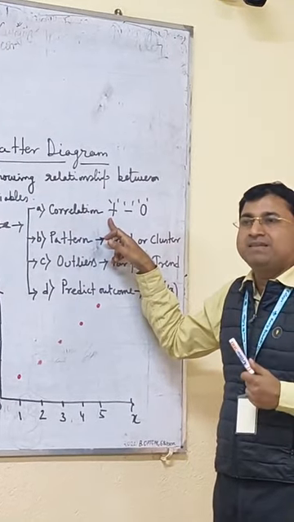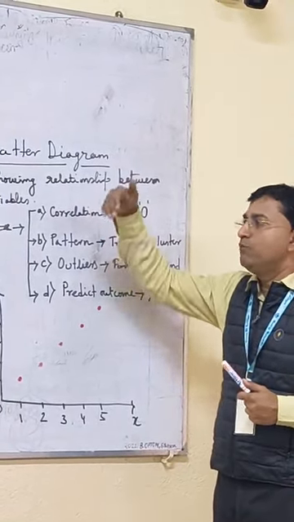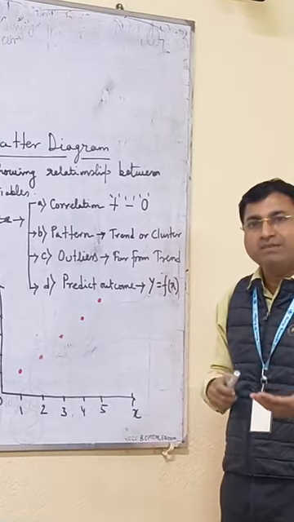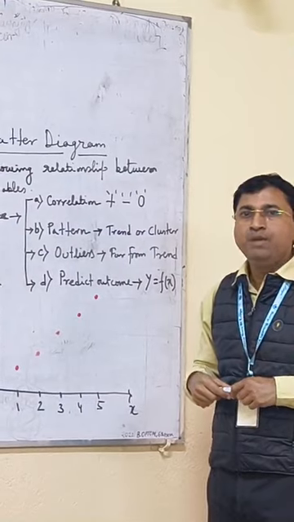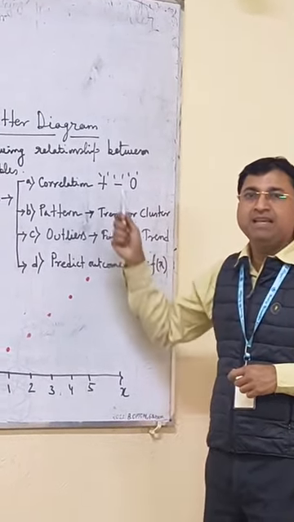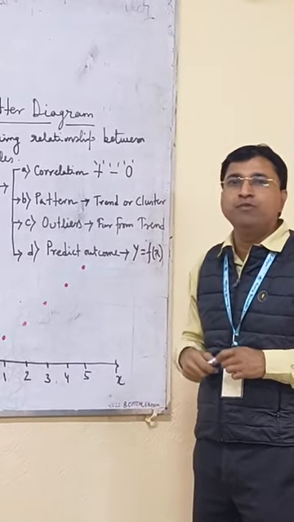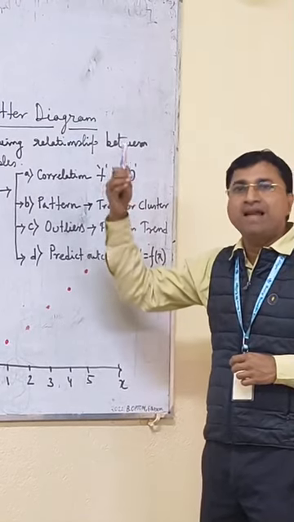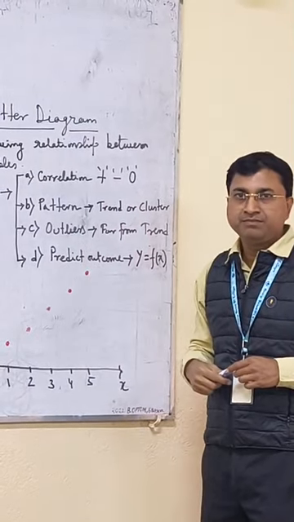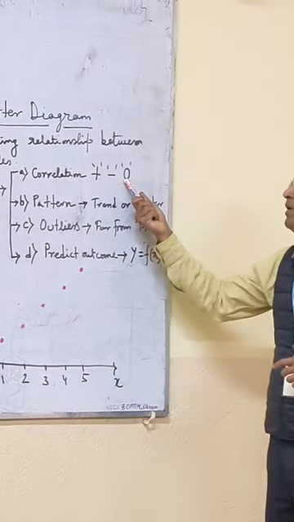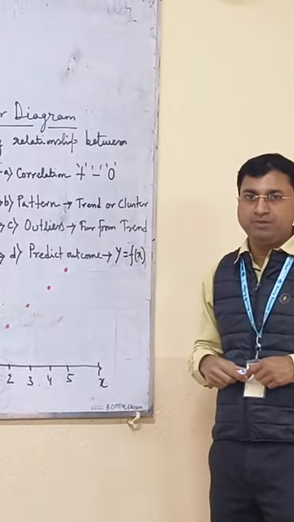In the reverse case, if the value of one variable is decreasing, side by side the value of another variable is also decreasing, we can say it is also positive correlation. In case of negative correlation, the value of one variable increasing, automatically the value of another variable is decreasing. In case of zero correlation, there will be no relation in between two variables.